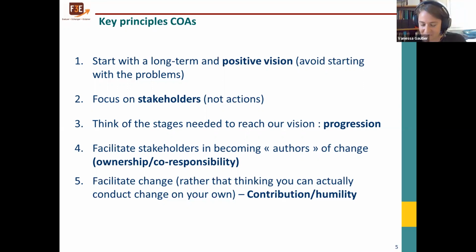And the last principle, which is quite key and linked to the previous one, is to facilitate change rather than thinking you can conduct change yourself and on your own. So it's important to acknowledge this. It's about showing that you can only contribute to change, and there's a sense of humility to nurture here.